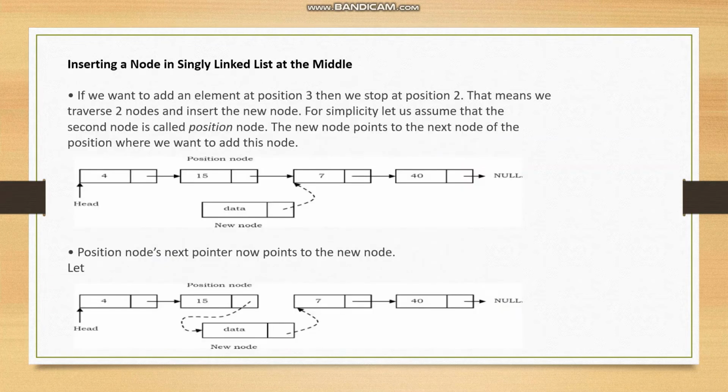Insertion at the middle of the linked list. In that case, what will be happening? We will have to traverse to the point where we have to insert the element. So say if we have to insert the element at the third position, we will have to move two positions, 1 and 2, and then we will point the second position node to the new node, and the new node will be pointing to the third position, as you can see here.